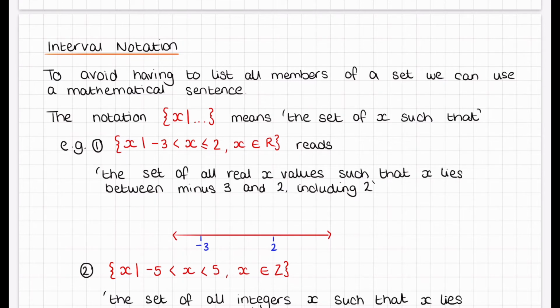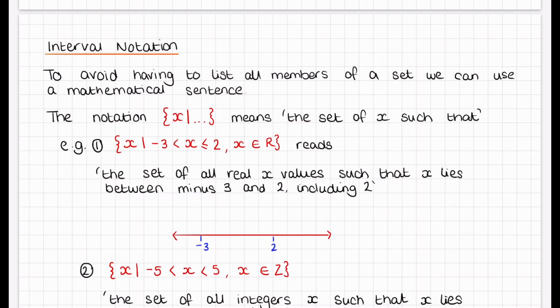This little example here, we've got {x | -3 < x ≤ 2, x ∈ ℝ}. Now what this means is the set of all real x values, that's the x ∈ ℝ at the end, such that x lies between -3 and 2, including 2. So rather than writing that whole thing out in words, we can write it in a mathematical sentence, and as mathematicians it's just a bit quicker.